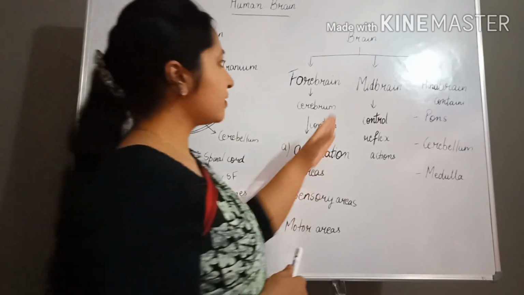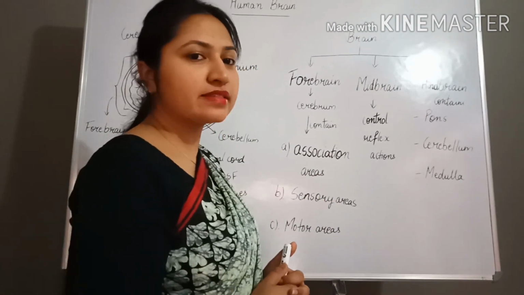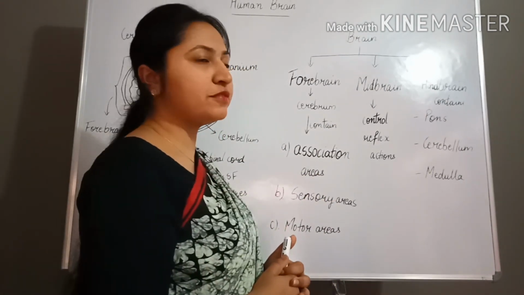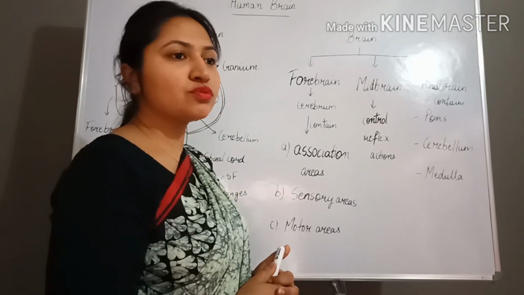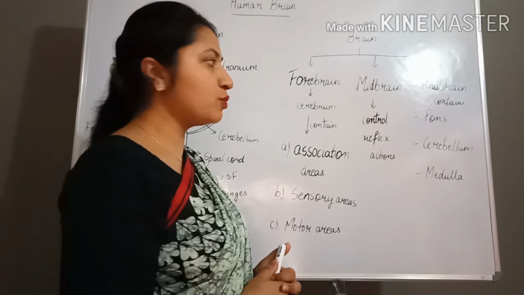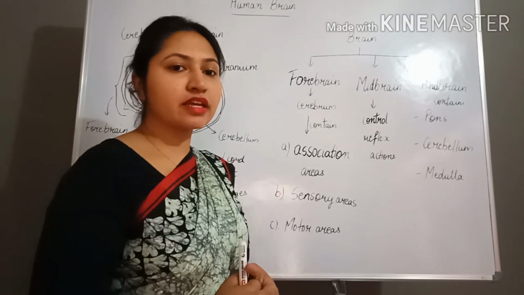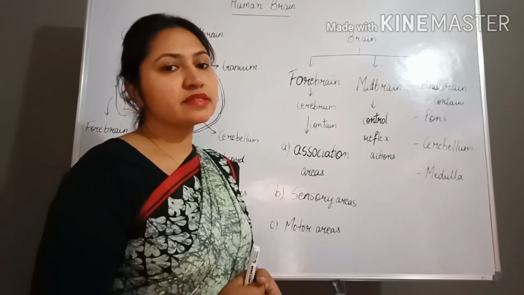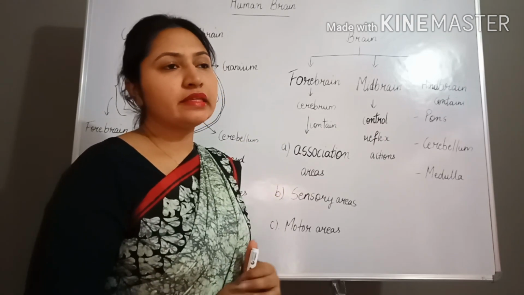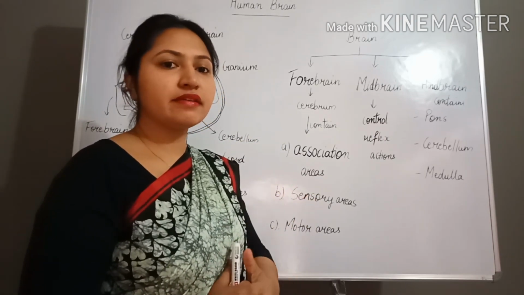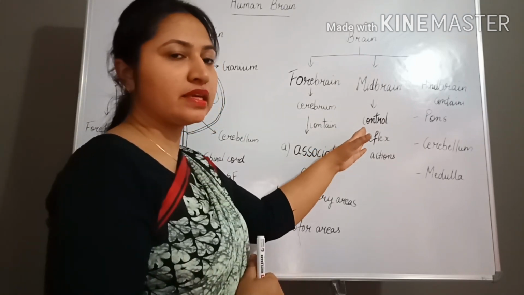Now next is the midbrain. The midbrain is responsible for controlling the reflex actions of the head, neck and trunk region in response to visual and auditory stimuli. And it is also responsible for controlling the reflex actions of the eye muscles, like the change of pupil size and the eye muscles' contraction and relaxation. So those reflex actions are also controlled by the midbrain.